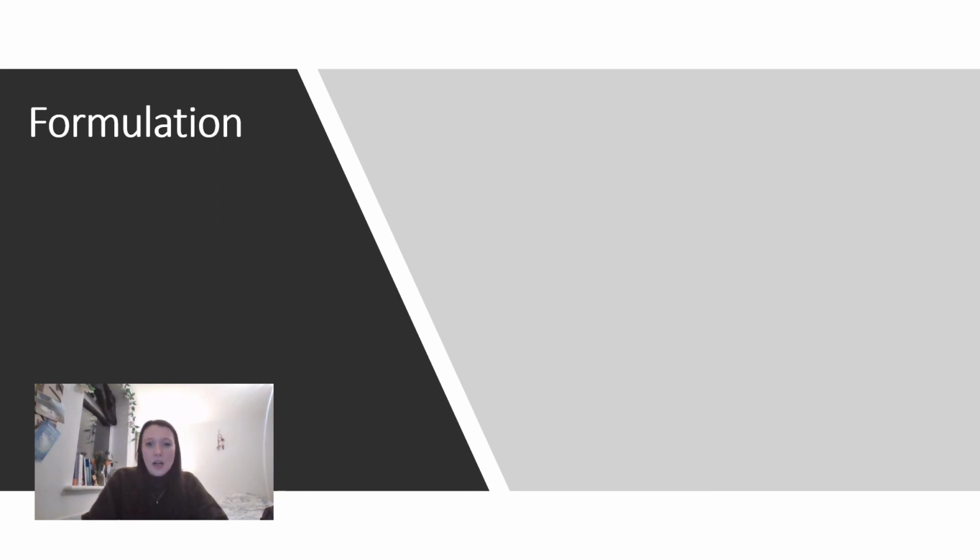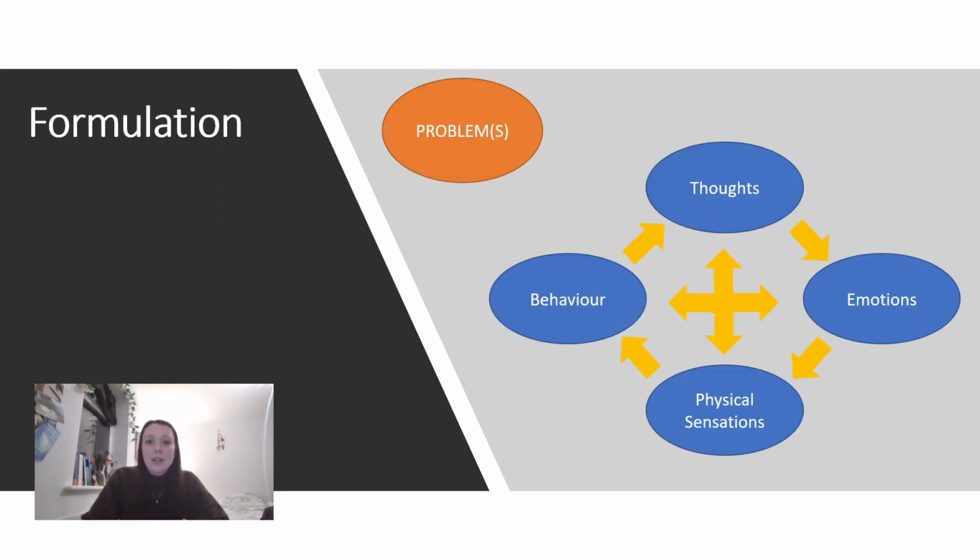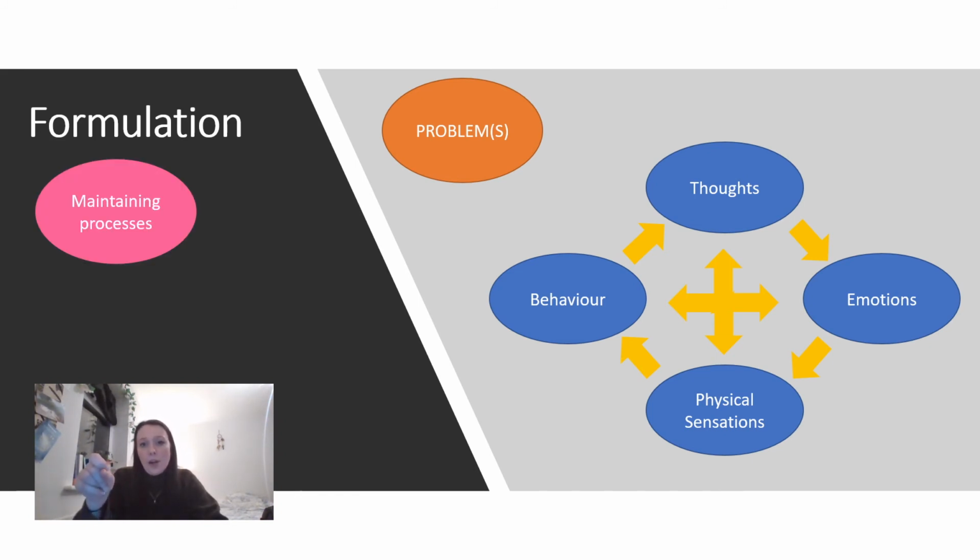But a formulation kind of looks like this. You have a problem. You have the idea that thoughts, emotions, physical sensations, and behavior, how do those things manifest in this problem? Is there a trigger point? What would trigger that problem? So you can kind of think about the environmental factors a little bit. But you also have things like maintaining processes. What is maintaining the problem? What's maintaining the trigger? Is it the thoughts? Is it the emotions? Lots of different ways of considering what's maintaining the issue, because then you can look at tackling that. Core beliefs, you might be able to pick up on some core beliefs.